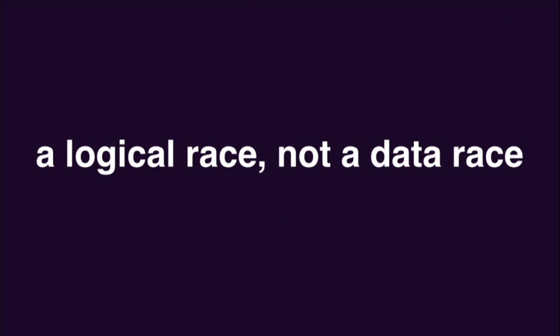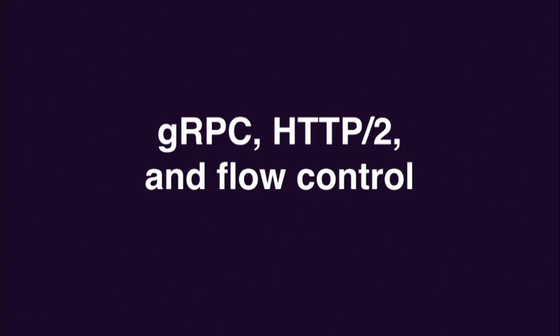This is about a logical race. There was synchronization in place with this program, but the synchronization was not done correctly. And so although there wasn't memory corruption, the program didn't behave as we expected. This is a bug about gRPC, HTTP2, and flow control. gRPC is a remote procedure call framework that allows you to make very low overhead requests to other microservices. And one of the ways that it has that low overhead is that it uses HTTP2 to send many concurrent requests on just a few TCP connections.